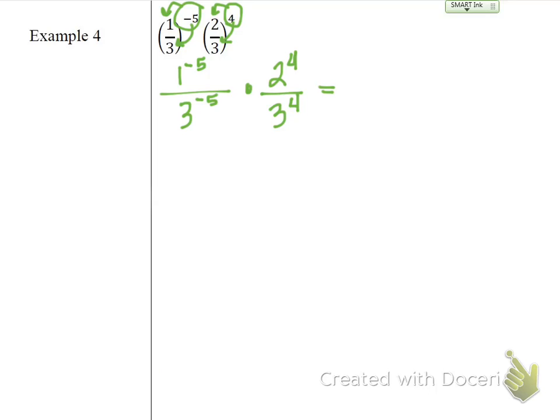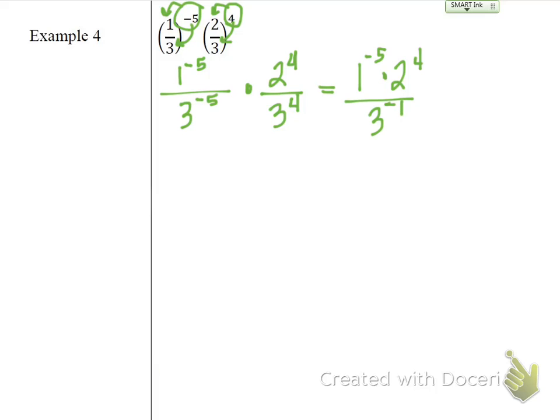When we multiply fractions, we multiply straight across, but our bases aren't the same in the numerator, so we leave them separate. So this is going to be 1 to the negative 5th times 2 to the 4th over. In the denominator, my bases are the same, so what can I do with those exponents? You can add them. So what's 3 to the negative 5th times 3 to the 4th? 3 to the negative 1.